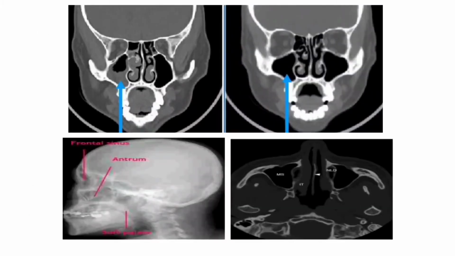Here are coronal cuts showing normal sinuses bilaterally. Here is unilateral sinus disease with mucosal thickening on the right side. Here is a normal sinus in axial view. Compare the two sides. Normal sinus.